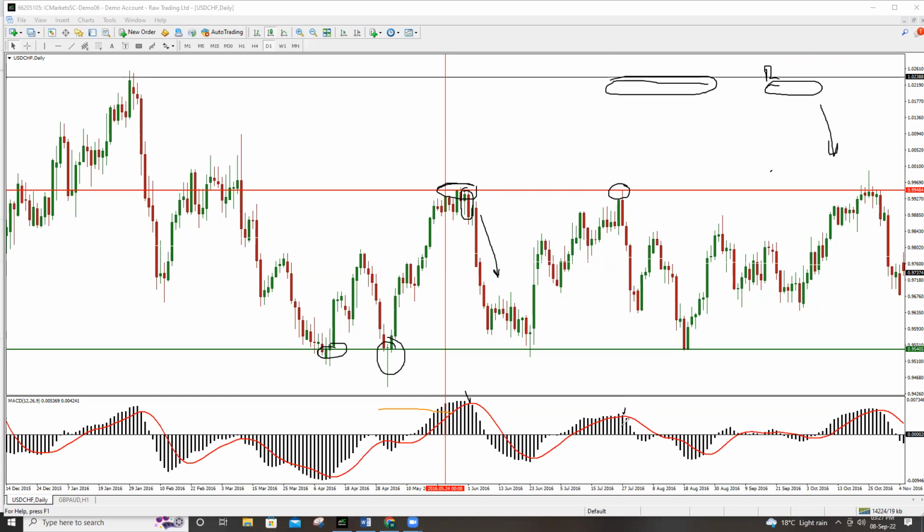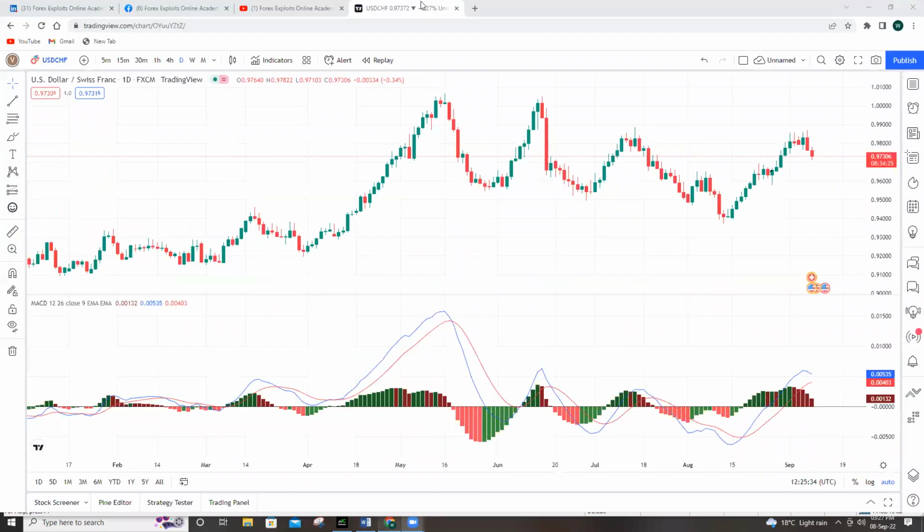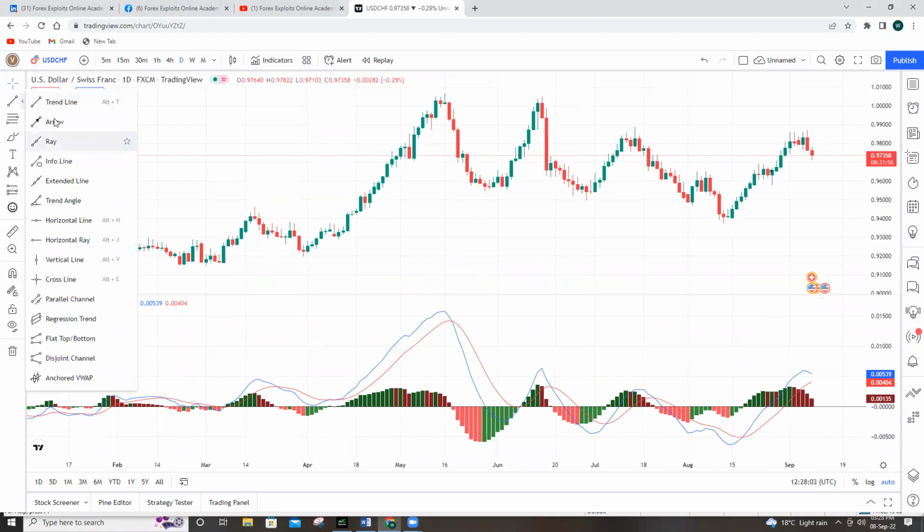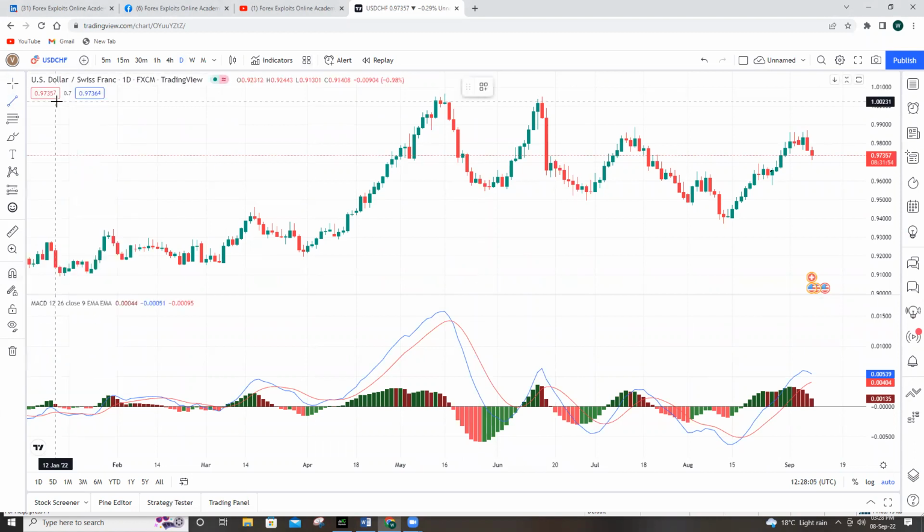Remember now on MT4, we do not have a MACD line. But now let's go to TradingView where we have the MACD line. Let's see how that works. So here we go to this. So again, we can have our support and resistance line. We have that.